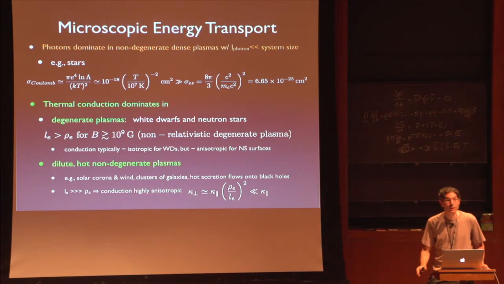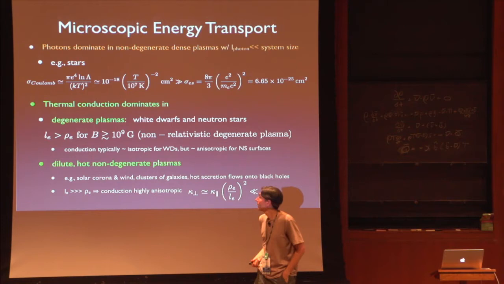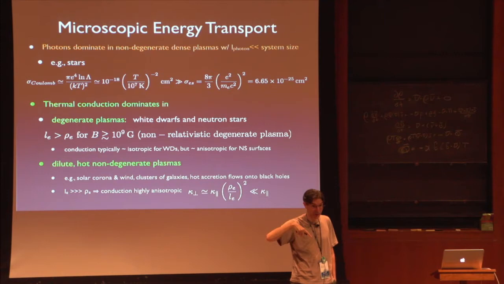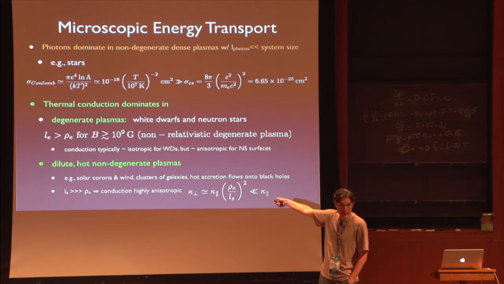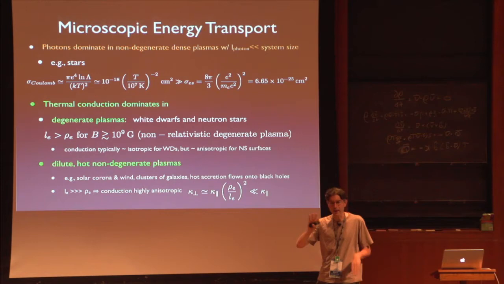Yeah, so the question is, what is the process that controls the electron mean free path? It's electron-proton collisions. Roughly speaking, and this is pretty accurate, the cross-section for electron-proton collisions in a degenerate plasma is the same here, except you replace the thermal energy kT with the Fermi energy, because the typical electron energy is now the Fermi energy. But it's still electron-proton collisions. At least, under typical conditions, that's the case. Any other questions?